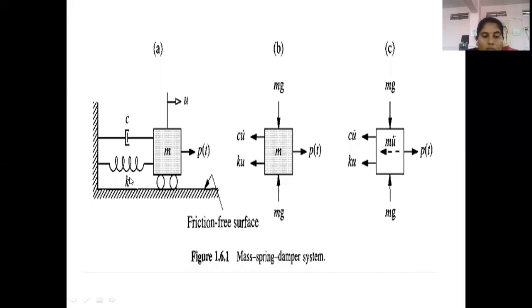You can see here that K into X is the restoring force. After that, C into X dot is the damping force, and the third one, because of M, is the inertia force produced in the system. These three forces give Cx dot plus Kx plus Mx double dot equal to P of T. That is the general equation of dynamic analysis, where P of T is the external force, Mx double dot is the inertia force, K into X is the stiffness force, and Cx dot is the damping force. These are the forces which will be produced in the system.